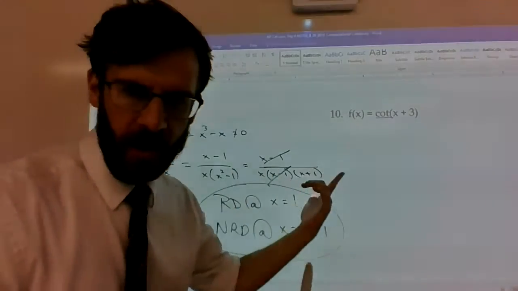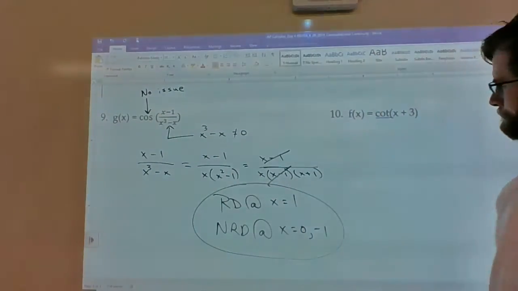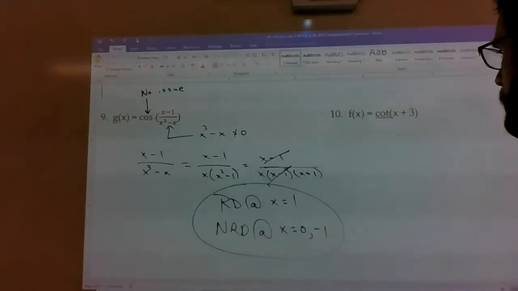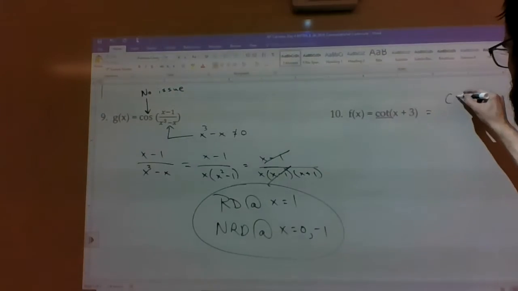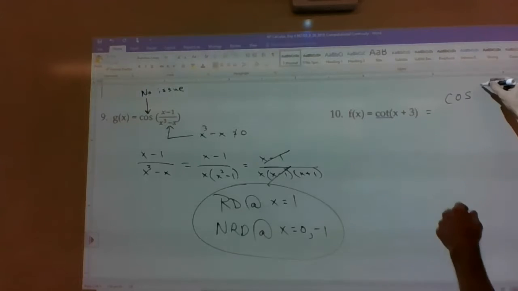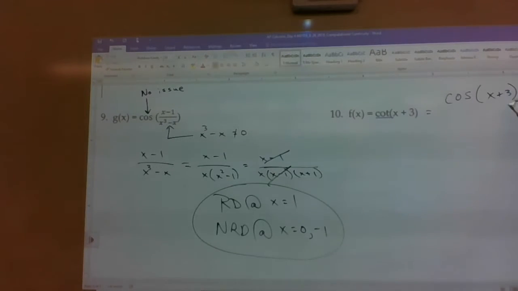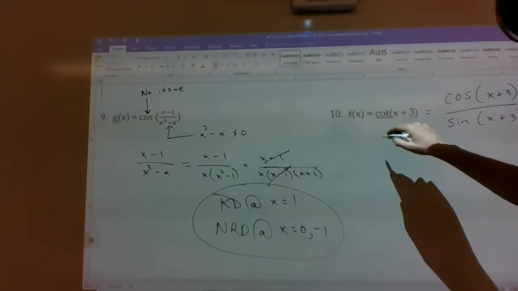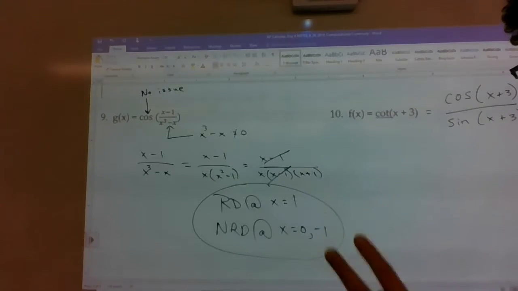Number 10 is a little more complex. First thing I would do is turn it into terms of sine and cosine. So cotangent is equal to cosine of the x plus 3 over sine of the x plus 3. Notice everybody got the x plus 3. I didn't just morph it into some cos over sine and then put an x plus 3 beside it. You need two separate x plus 3s.